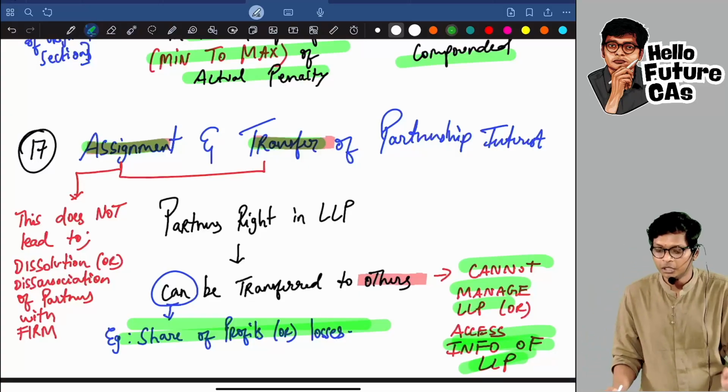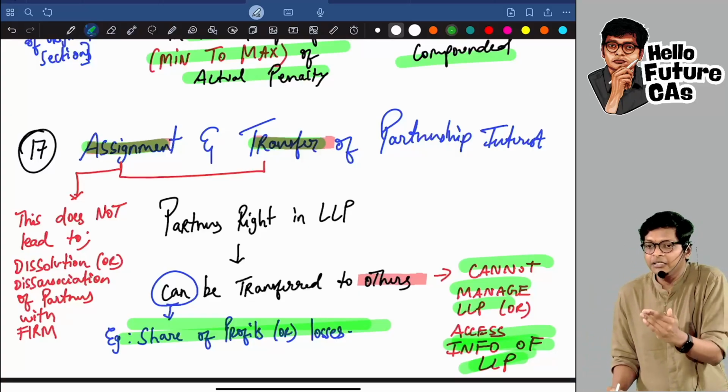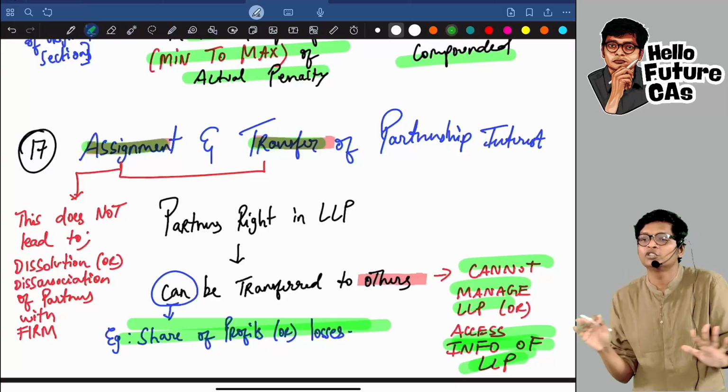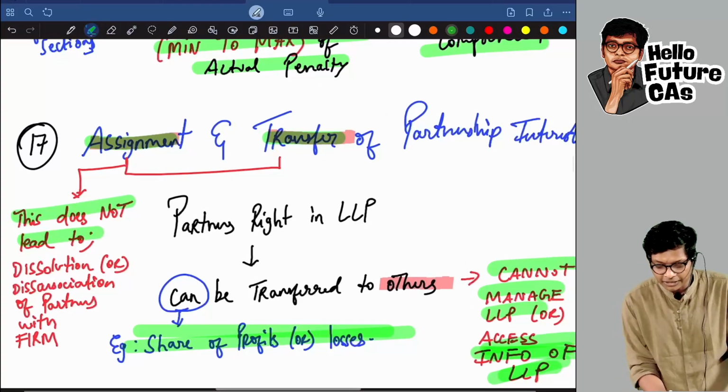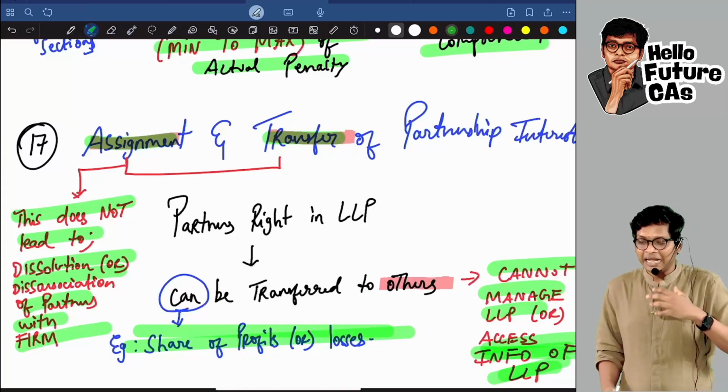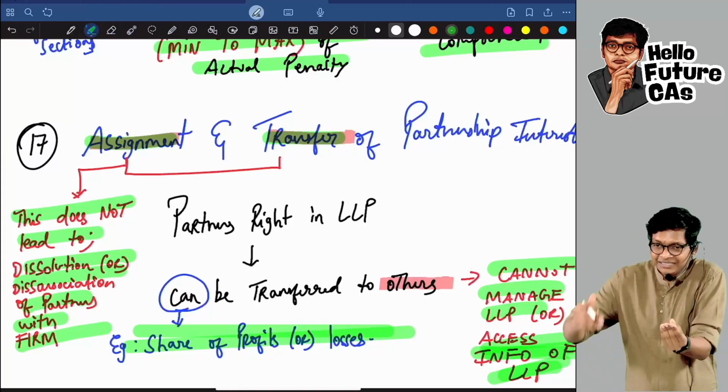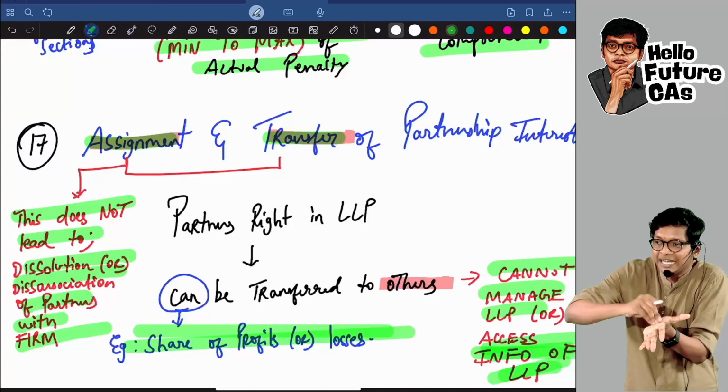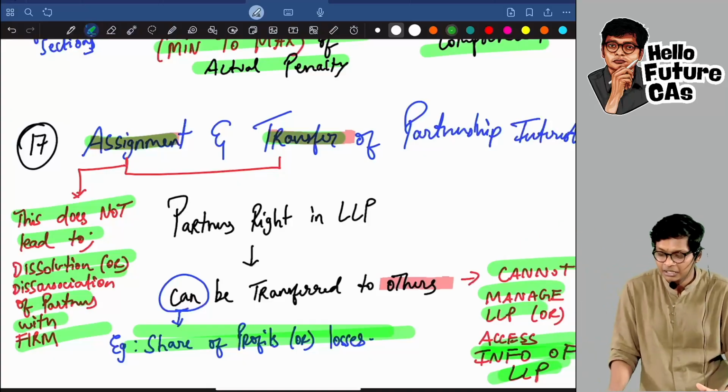Are you following? So assignment of partnership interest does not lead to dissolution. This does not lead to dissolution or disassociation of partners with the firm. I am still associated. Just that I am transferring some right which I had to somebody else. Are you following, guys? Understood?